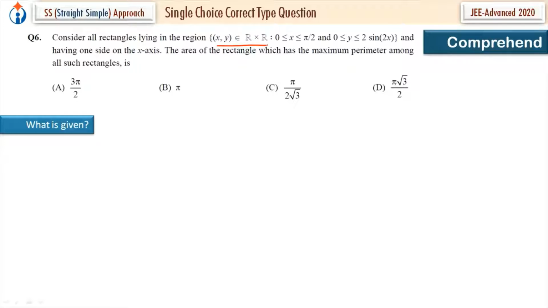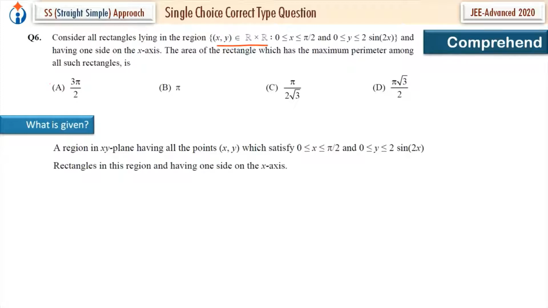So in the rectangular Cartesian coordinate system plane, all the points (x, y) ordered pair, where x is greater than 0 and less than or equal to pi by 2, and y is greater than or equal to 0 and y is less than or equal to 2 sine 2x, and having one side on the x axis.